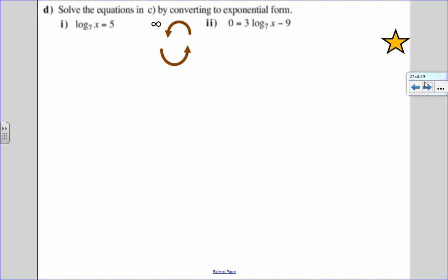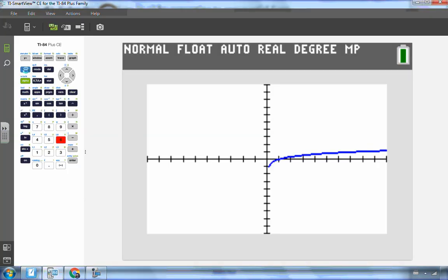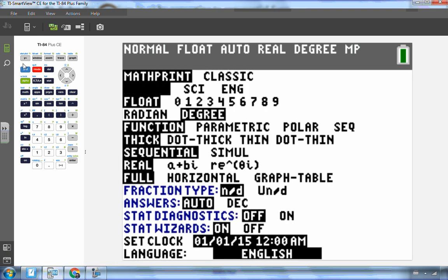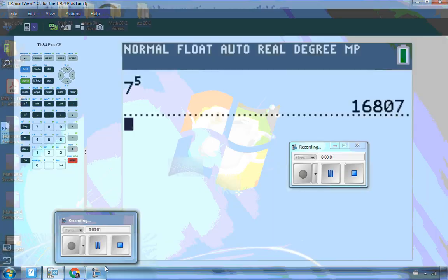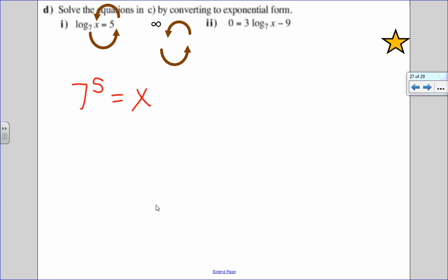Okay, let's just review here how we can solve these equations by converting them to exponential form. So if I have log base 7 of x equals 5, I'm going to use my circle of logs. So it's going to be 7 to the exponent of 5 equals x. So I'll just put that into my calculator, 7 to the exponent of 5. Oh, is my calculator not going to work for me here? Oh, there we go. And I get an answer of 16,807. Okay, so that's another way you can do it. We've seen it graphically, and now we see it algebraically.